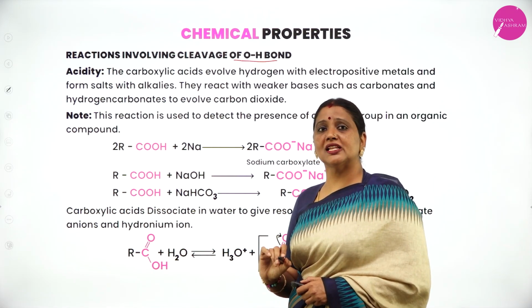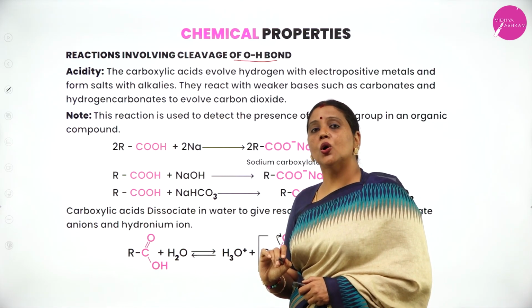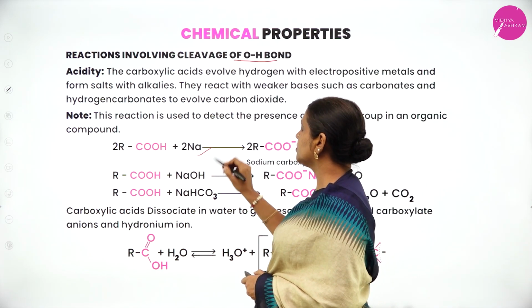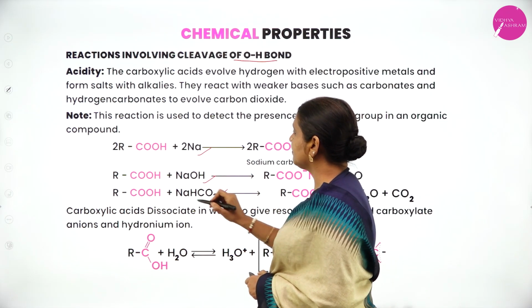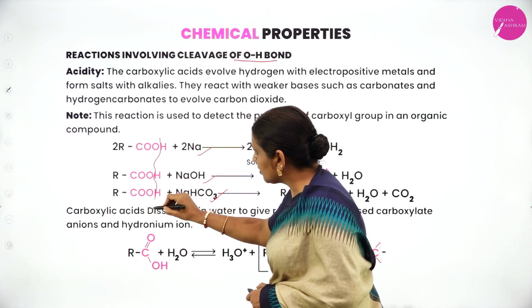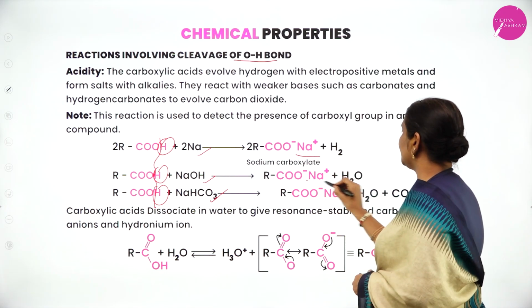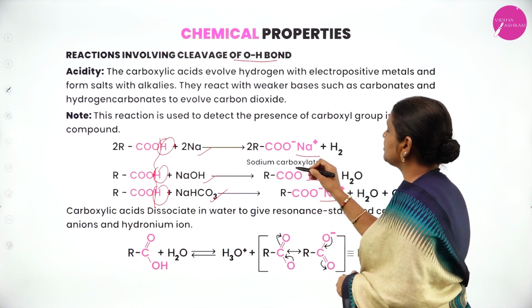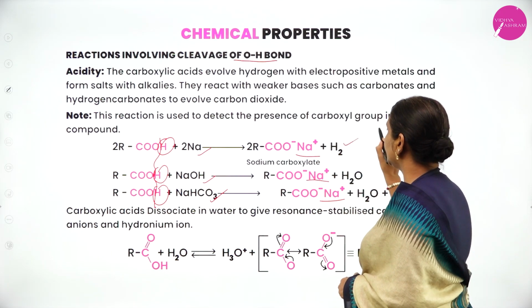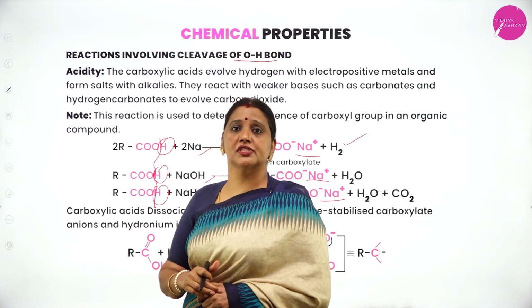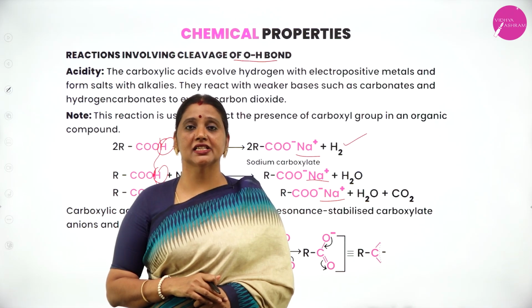First one, carboxylic acids are acidic in nature. How can you say they are acidic in nature? When carboxylic acid is treated with sodium hydroxide or sodium carbonate, the OH bond is broken and H is replaced by sodium. So the sodium salt of carboxylic acid forms, and hydrogen is liberated. Therefore, what are the two tests that are enough to say carboxylic acids are acidic in nature?